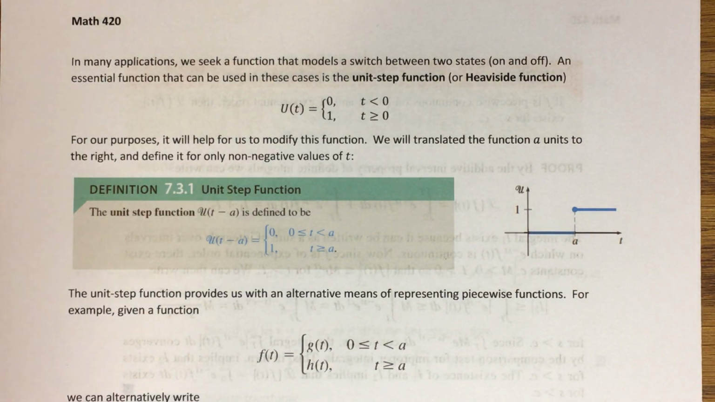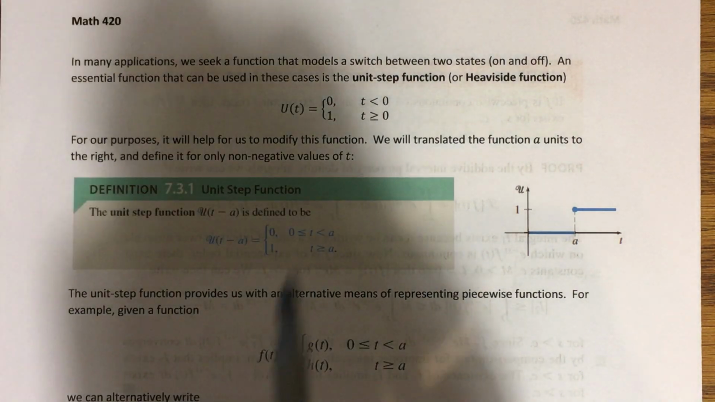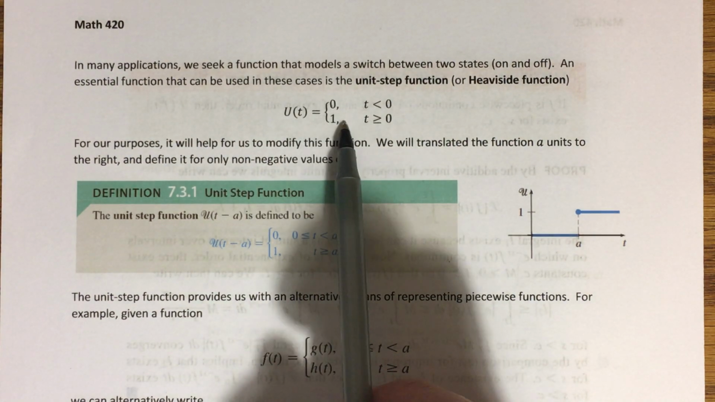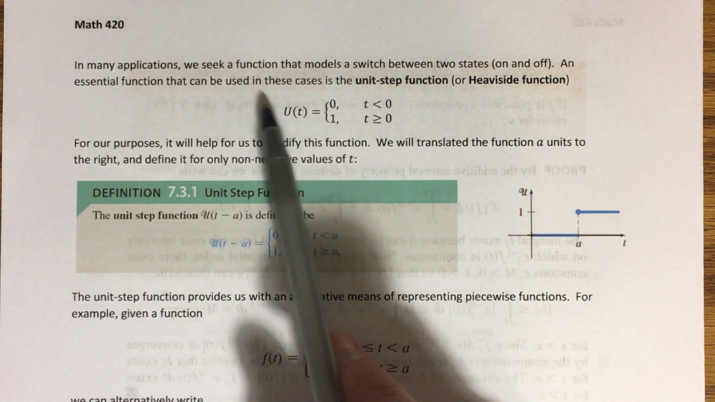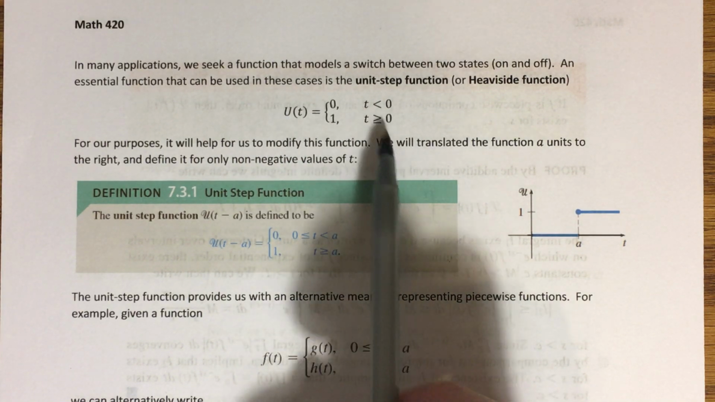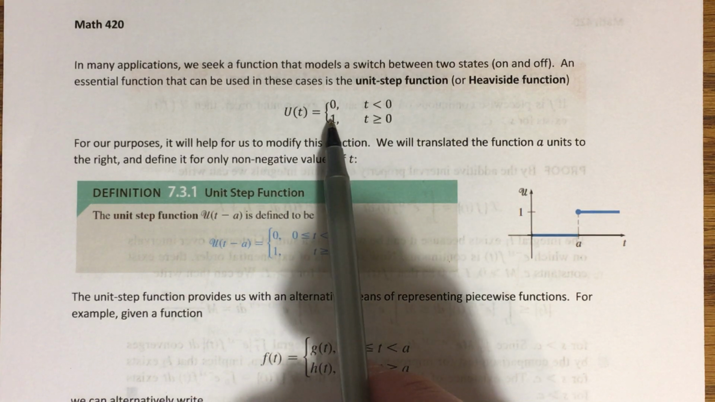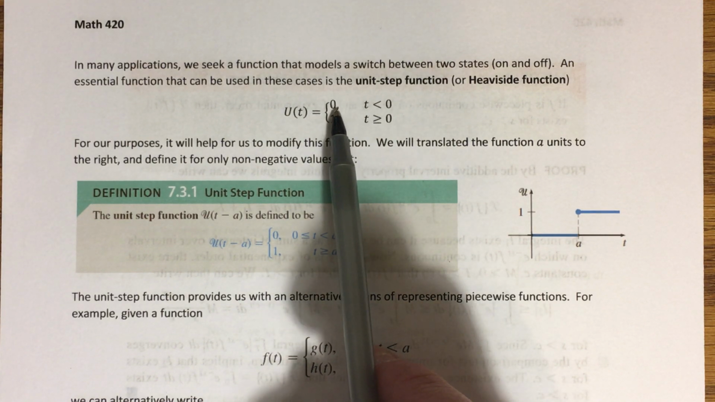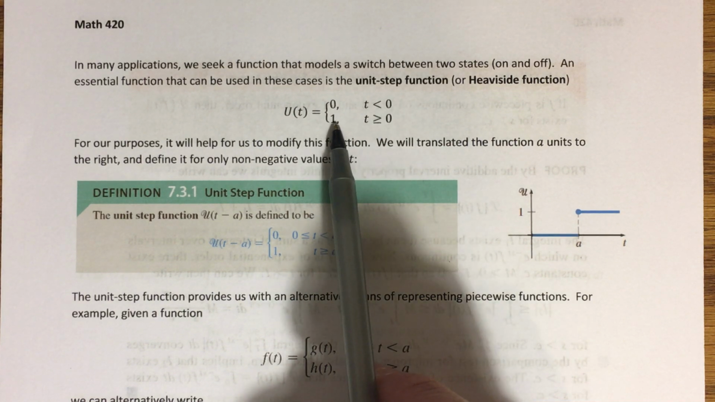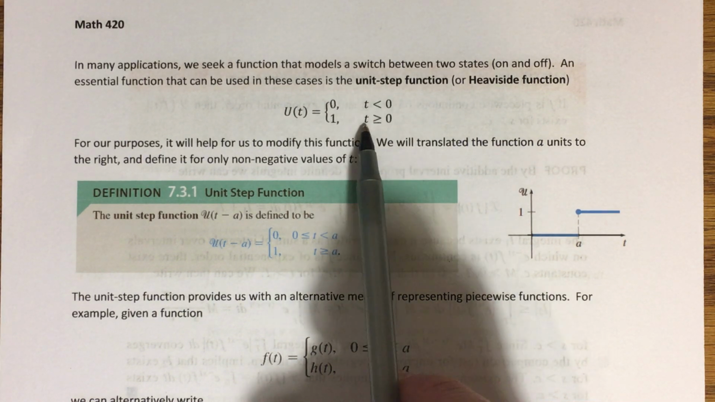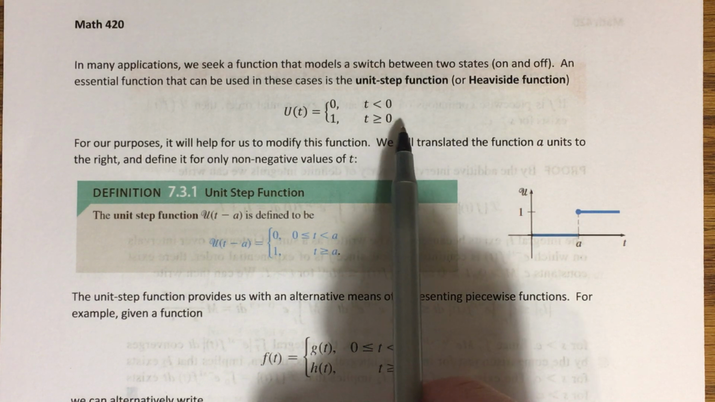Something that we call the unit step function, or it's also commonly known as the Heaviside function. This is the definition of the unit step function, and there are little modifications that are made to this definition sometimes depending on what book you're looking at. But essentially it's defined this way. It's a piecewise function that's equal to the constant 0 when t is less than 0, and is equal to the constant 1 when t is greater than or equal to 0.